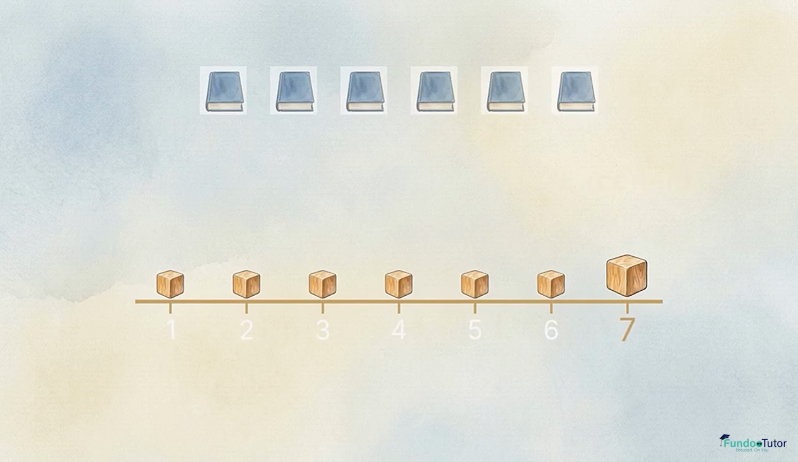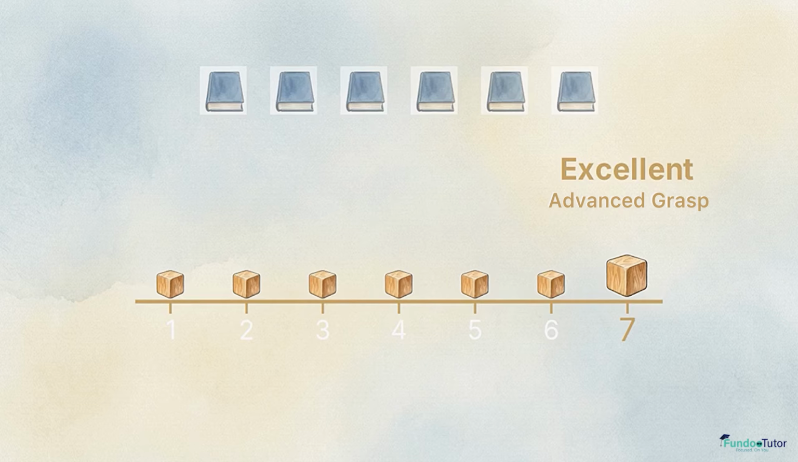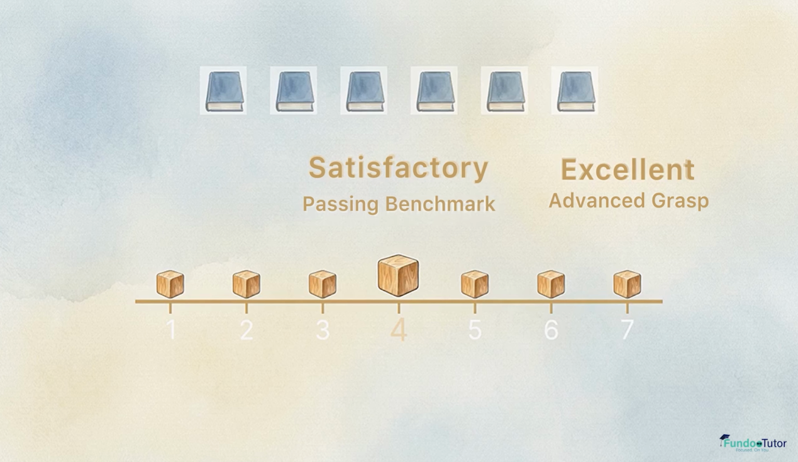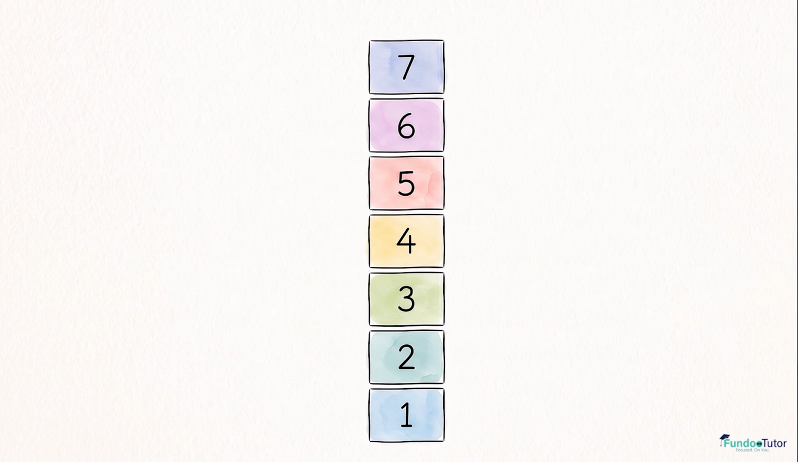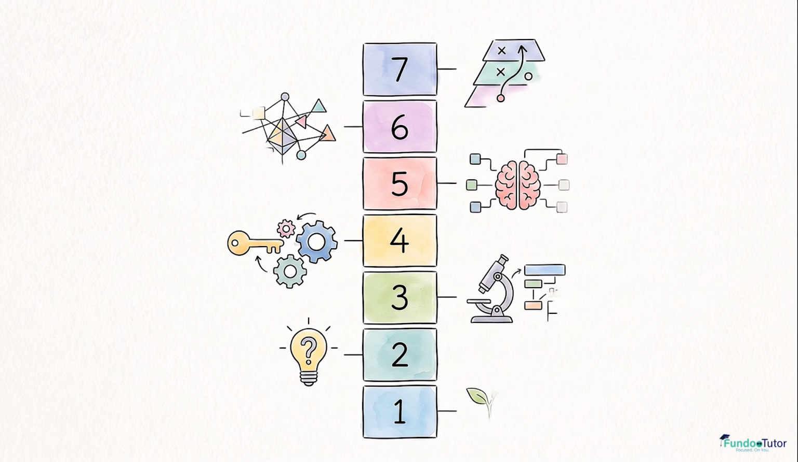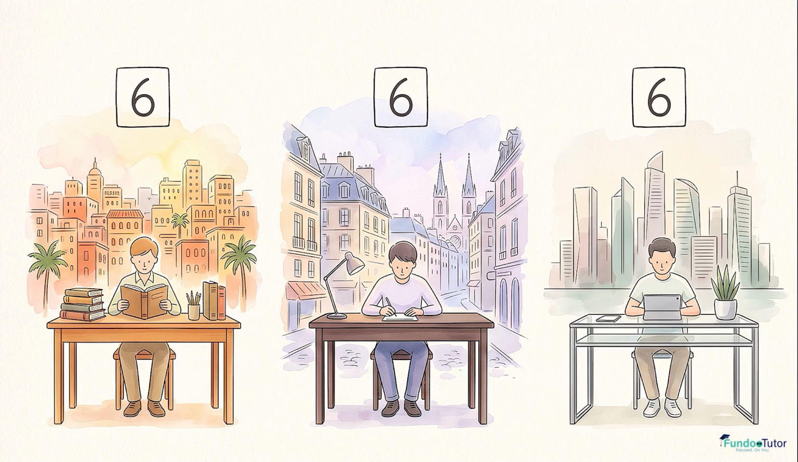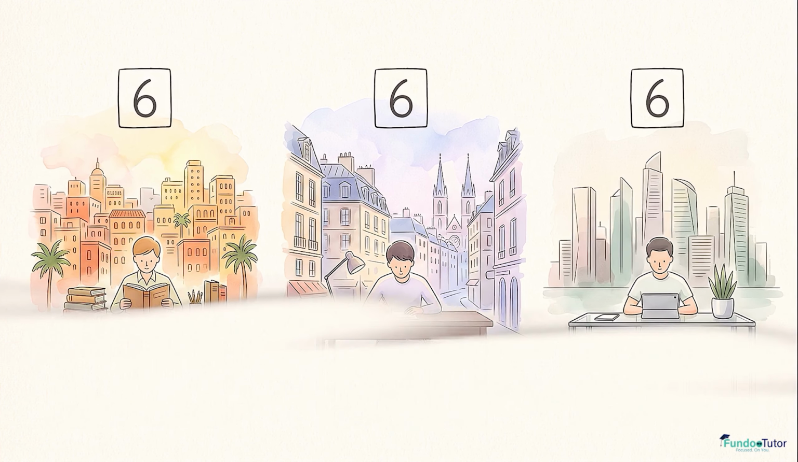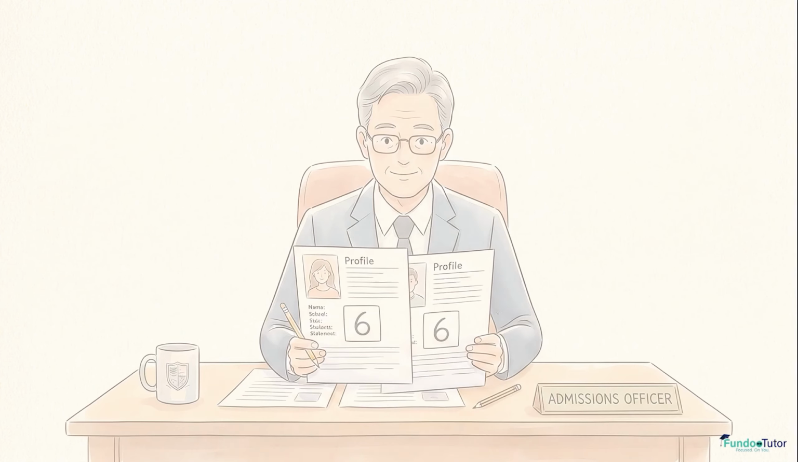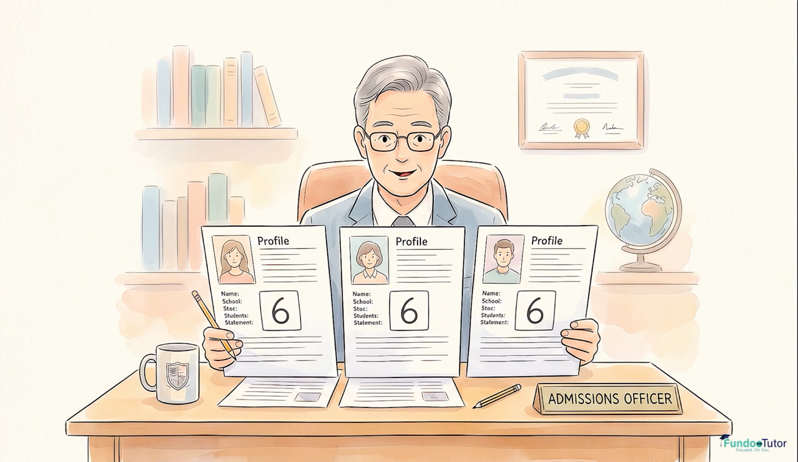A 7 indicates that a student has met the highest descriptors for that specific syllabus, demonstrating an advanced grasp of the material. A 4 represents a satisfactory performance, the standard benchmark for passing a subject and demonstrating a clear understanding of core concepts. Because these numbers correspond to specific skills and knowledge sets, they provide a universal language for universities. An IB grade tells an admissions officer exactly what a student is capable of, whether they studied in Mumbai, perhaps in London, or New York.